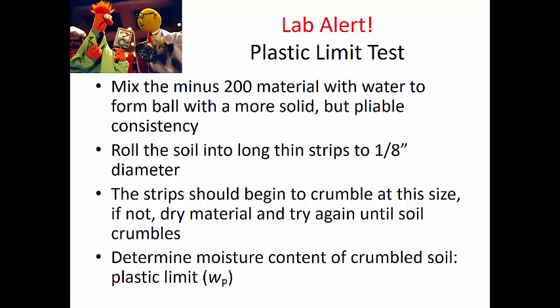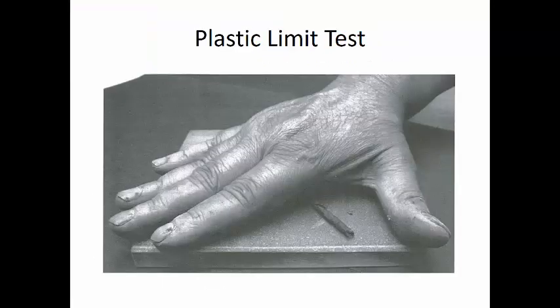Then you take those strips, put them in a container, put them in the oven, and get the dry weight the next day. And that moisture content is indeed the plastic limit for that soil. Okay, and here's an image here of somebody doing this. You can see the strip there starting to break apart. You can see how it's not completely solid.